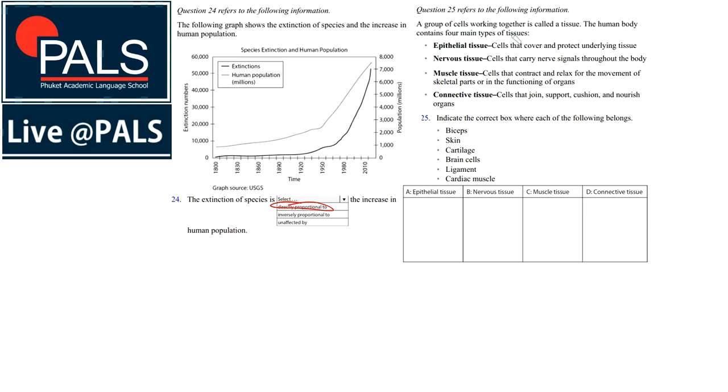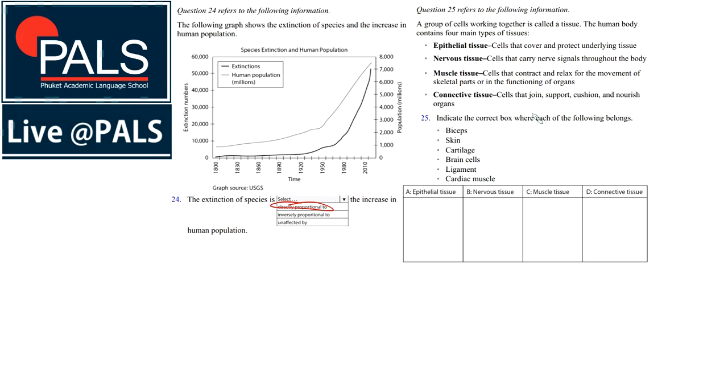A group of cells working together is called a tissue. The human body contains 4 main types of tissues: epithelial cells that cover and protect underlying tissues, nervous tissue cells that carry nerve signals, muscle tissue cells that contract and relax to move the skeletal parts of the functioning organs, and connective tissue cells that join, support, cushion, and nourish organs.